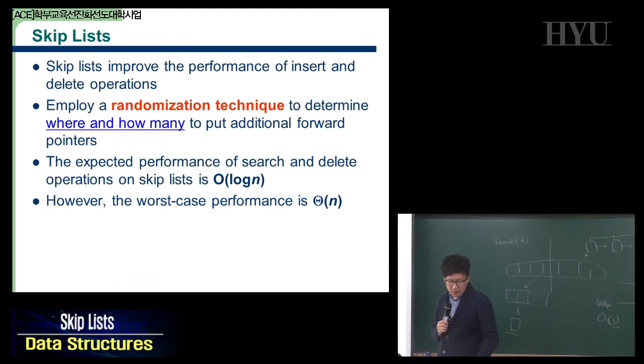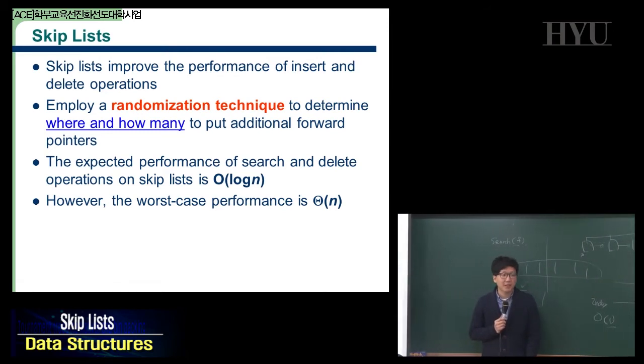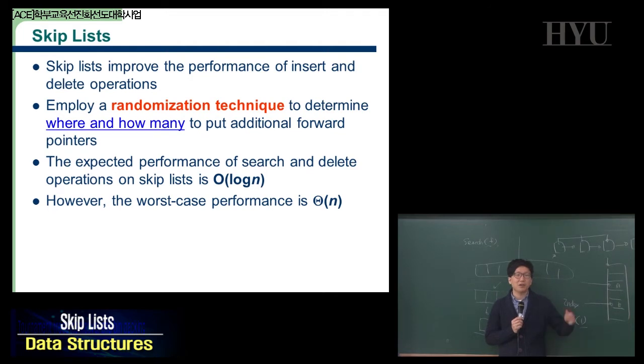The expected performance of a search and deletion operation on a skip list is order log n. Expected. That's something that we want to have by adding an additional pointer to a list. So hopefully we can achieve as much as using a binary tree. However, worst case performance is still order n. Why? In the worst case, I have to go through every single element. I mean, maybe I skip one of the elements by accident, taking the fast pointer out of it.